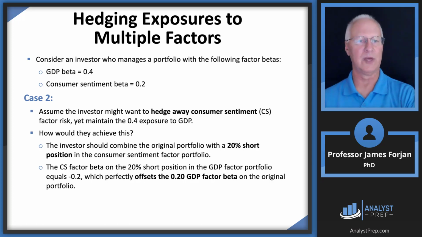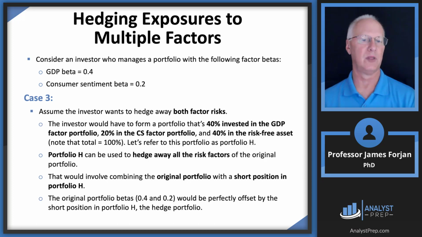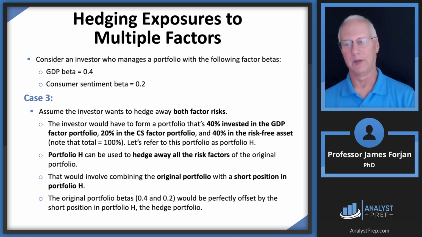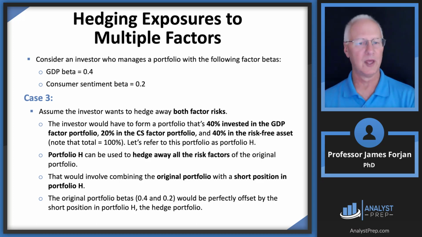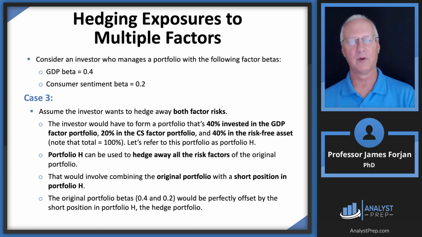Here, second example is just the opposite. And so what was that consumer sentiment beta up at the top? Was that 0.2? So look at that first circle point there down under case 2. We would short a consumer sentiment factor portfolio, and they would offset each other. How about if we wanted to get rid of both? Well, then we just do 40% invested in the GDP factor portfolio, 20% in the consumer sentiment portfolio, 40% in the risk-free asset.